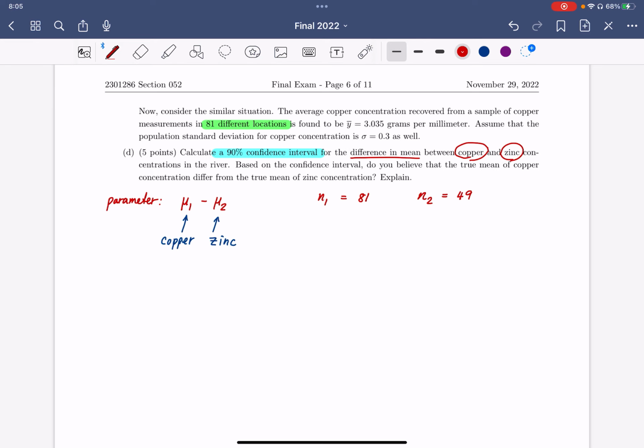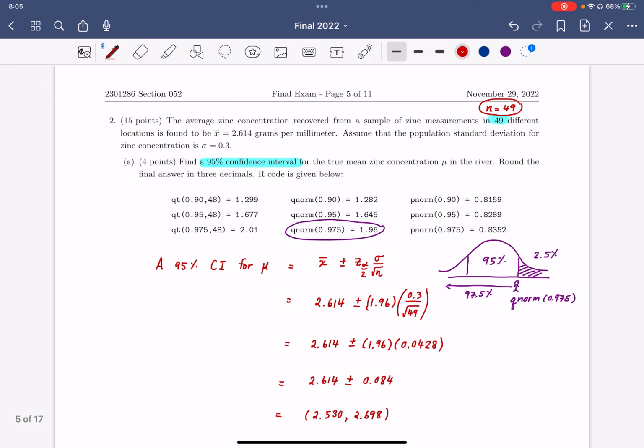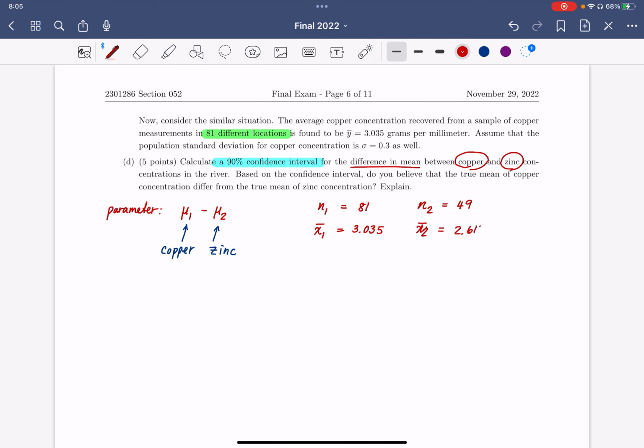All right, so what we're going to do is copy the x1 bar, which is 2 point, oops, sorry. All right, let's do it one more time. So x1 bar, which is 3.305, and then x2 bar, this is 2.614. All right, and sigma, both of them are equal to 0.3.